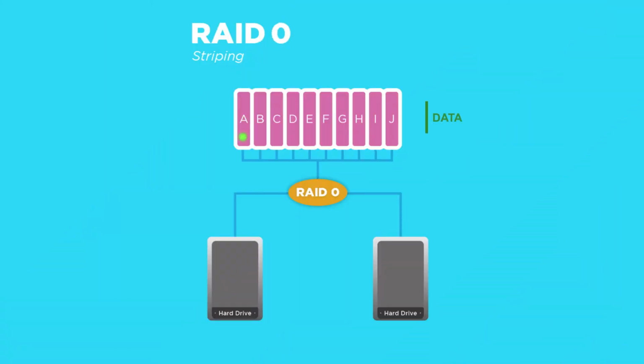There are several different RAID types. However, in this video, we're covering some of the most commonly used RAID types. So that'd be RAID 0, 1, 5, 6, and 10. So let's start with RAID 0.